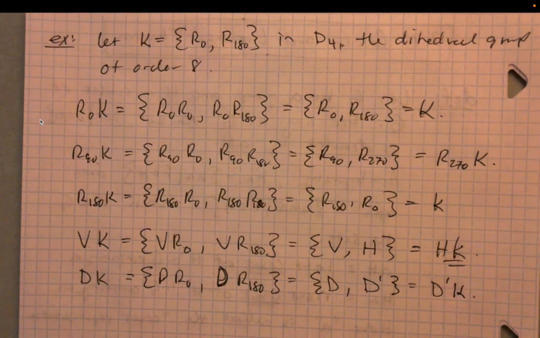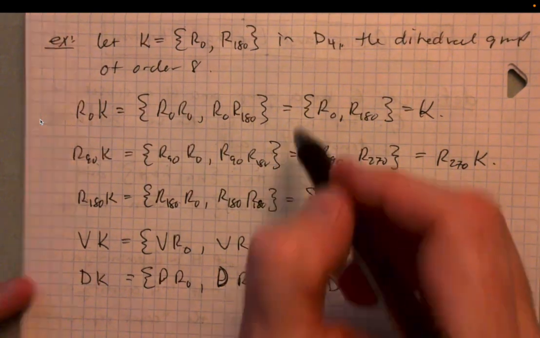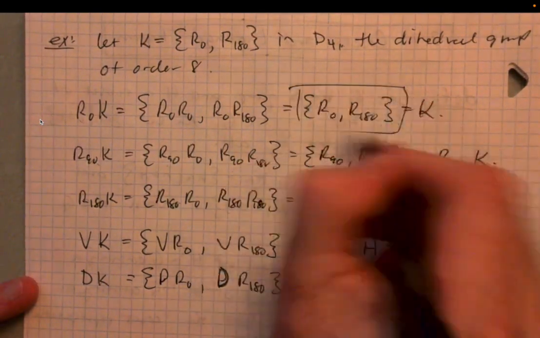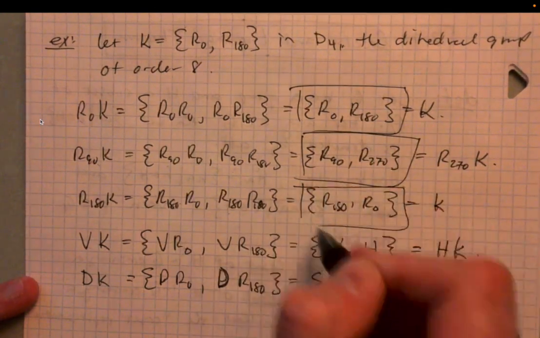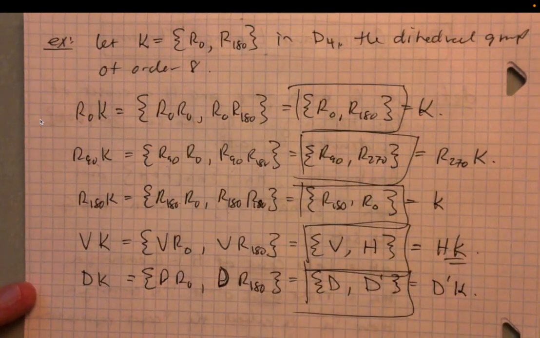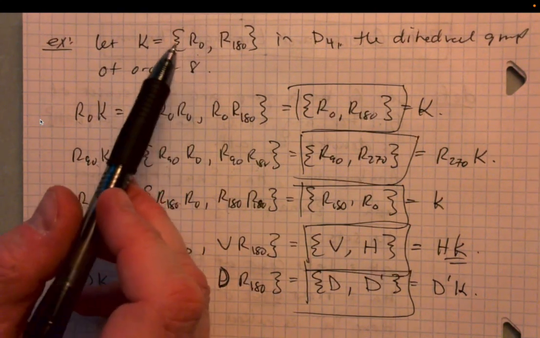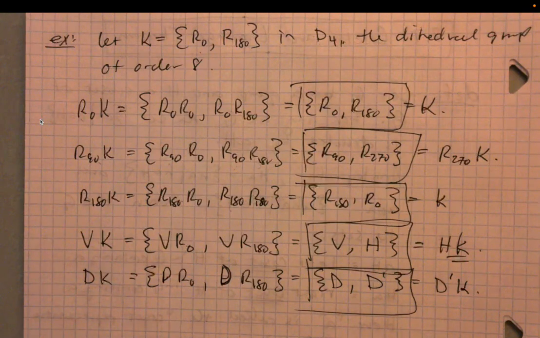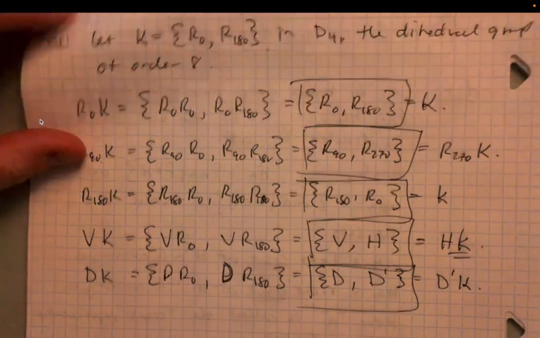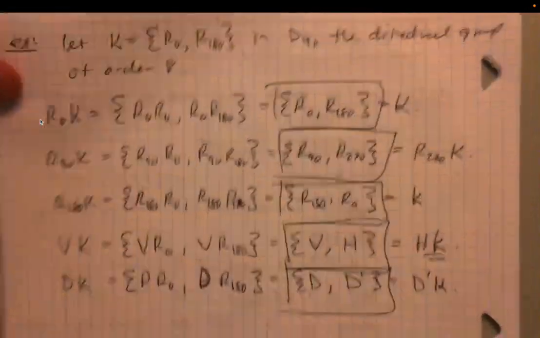Okay, and so these are the left cosets of this subset K, which turns out to be a subgroup of D4. All right, so these are good physical examples. Let's do one more example here.